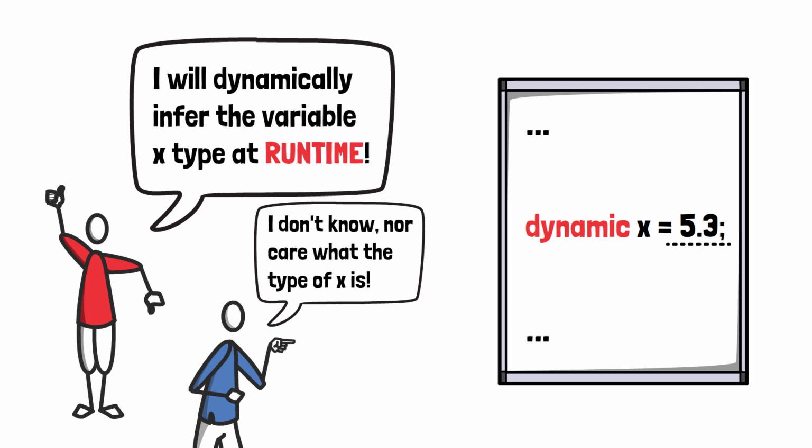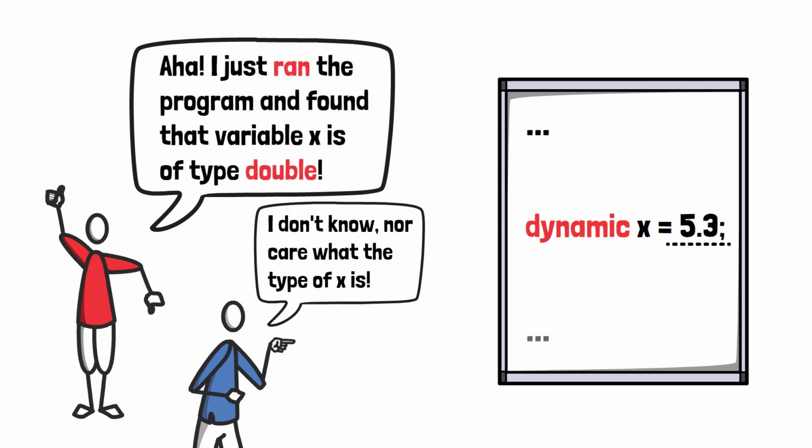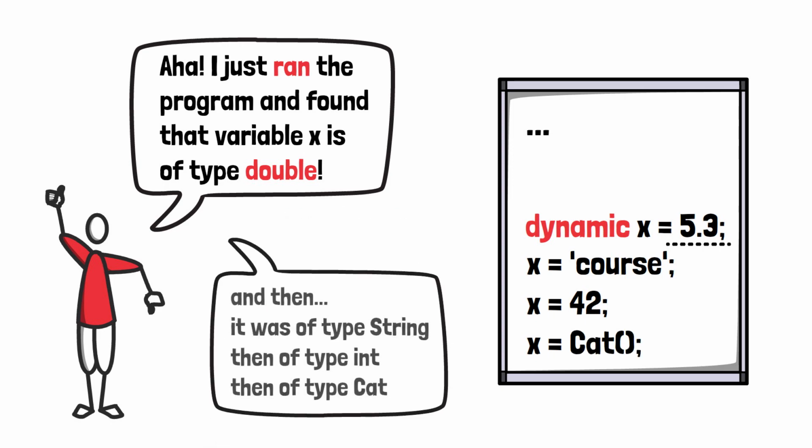Even though you know for sure that it is indeed a double, Dart will only find that at runtime when you run the program. That means this X variable can be set to multiple types of data inside the code, since at runtime, Dart will automatically convert it to the right type every time it's needed.